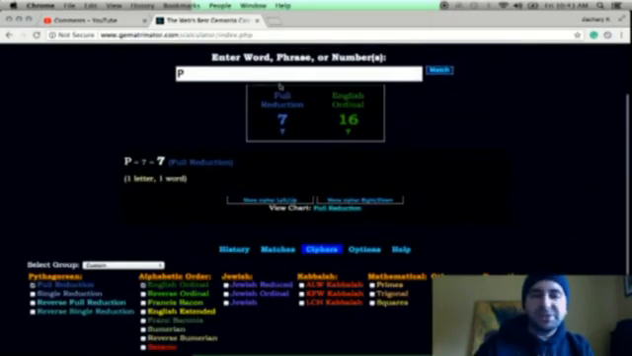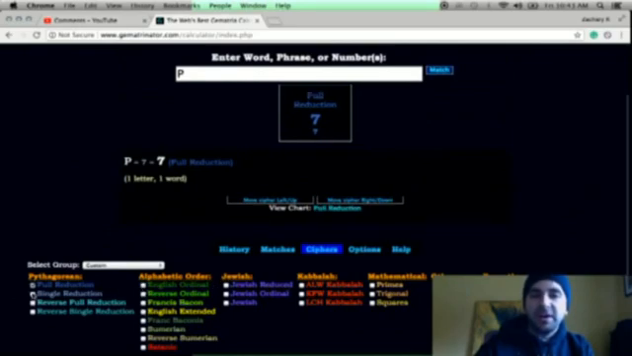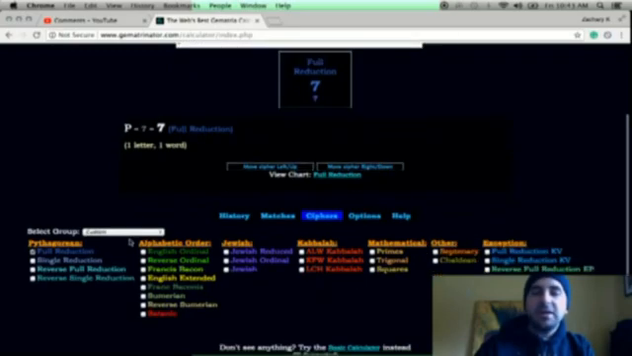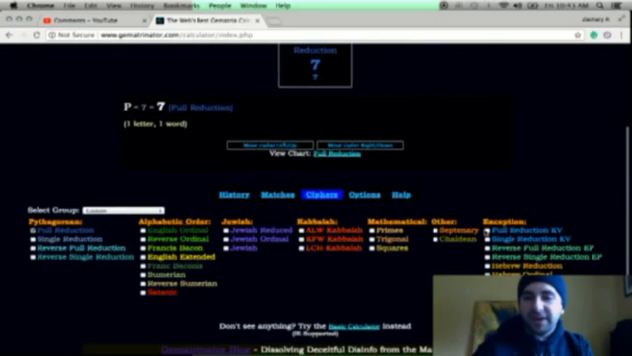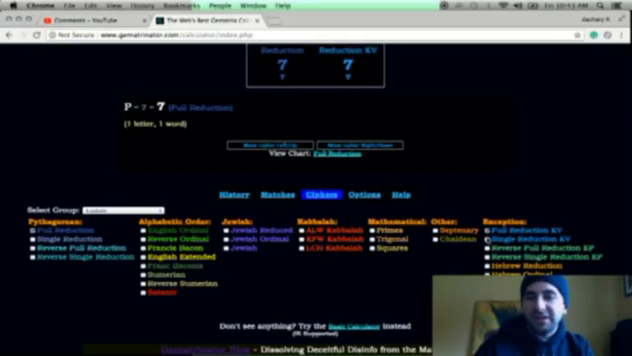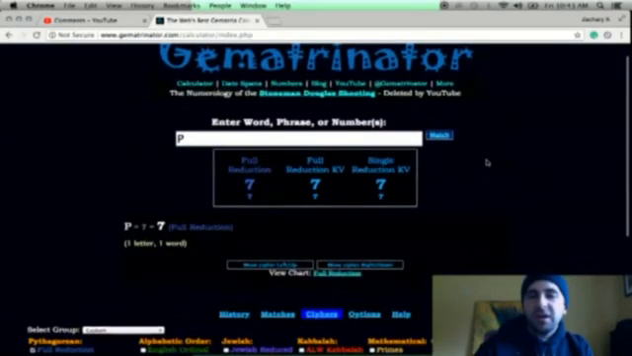There's the exception in reduction for S, which we covered, right? We covered the S exception. The other exceptions in reduction are for K and V. And what Derek's done with his calculator is he's created something called full reduction KV, single reduction KV.